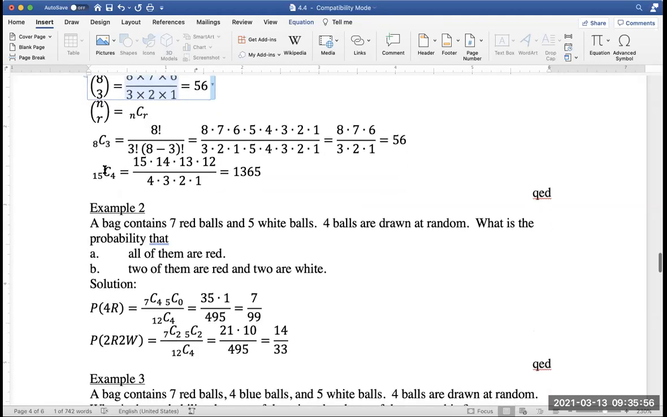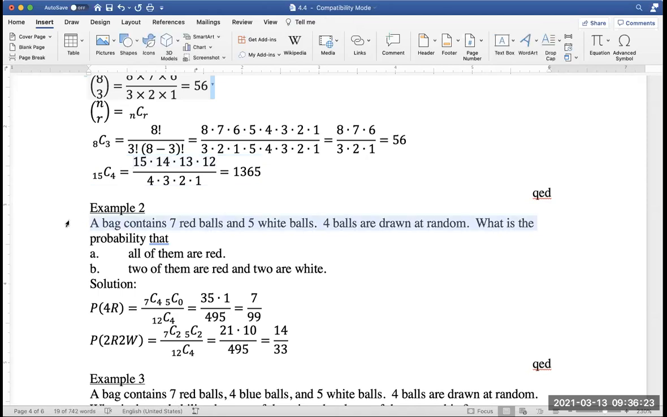Okay, so something like 15C4, 15 times 14 times 13 times 12, you only write out 4 numbers, over 4 factorial. The 12s cancel. 14 divided by 2 is 7 times 15, 105 times 13, 1365.